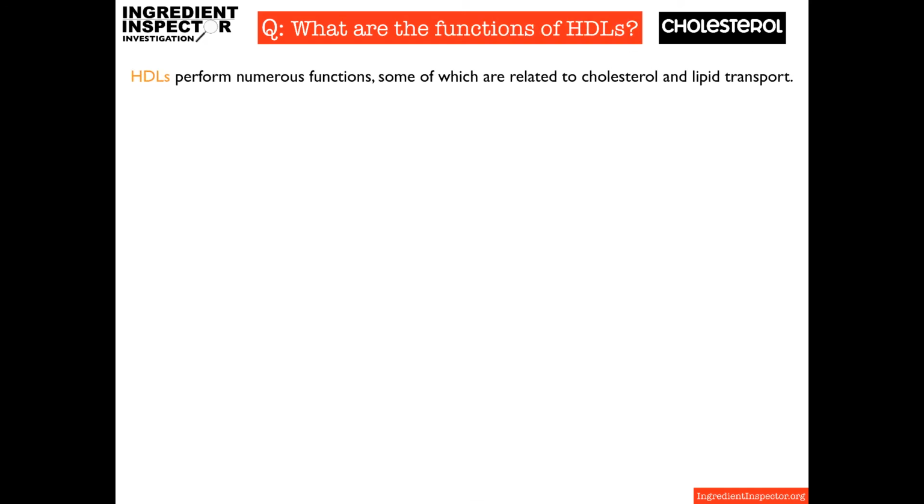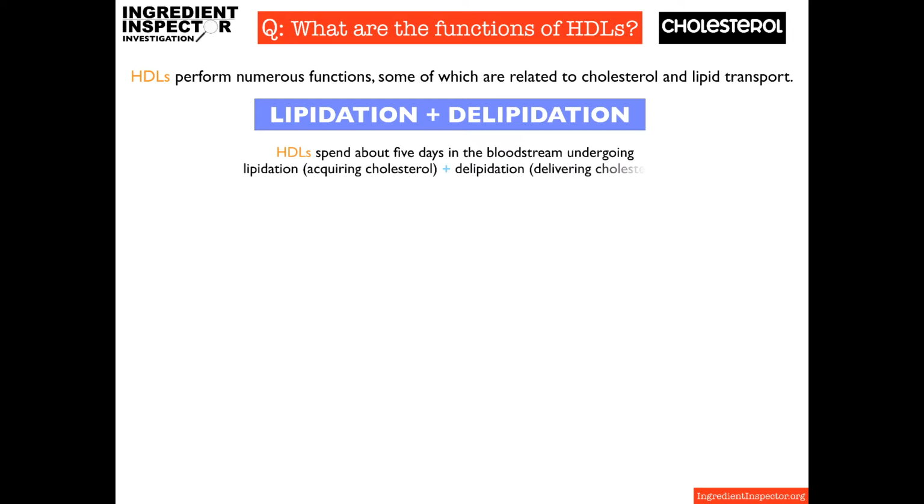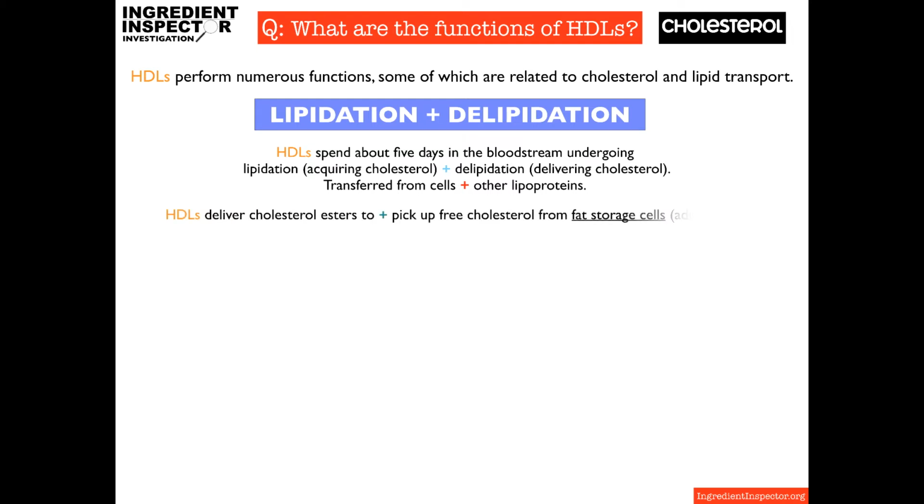What are the functions of HDLs? HDLs perform numerous functions, some of which are related to cholesterol and lipid transport. Lipidation and delipidation. HDLs spend about 5 days in the bloodstream undergoing lipidation, which is acquiring cholesterol, and delipidation, delivering cholesterol. It's transferred from cells and other lipoproteins. HDLs deliver cholesterol esters to and pick up free cholesterol from fat storage cells, which are known as adipocytes. HDL particles are in a state of constant flux. The particles shift in size and composition.